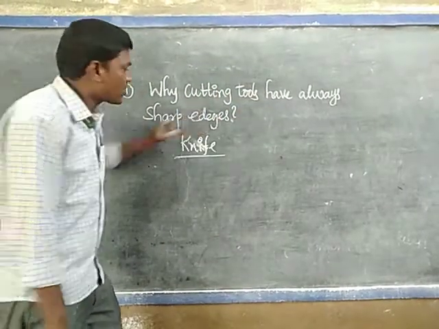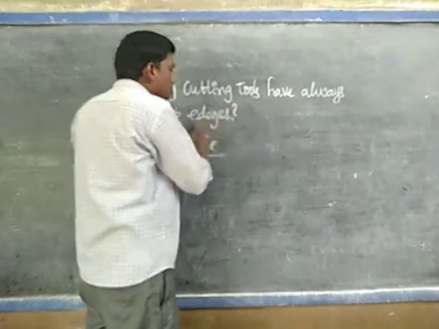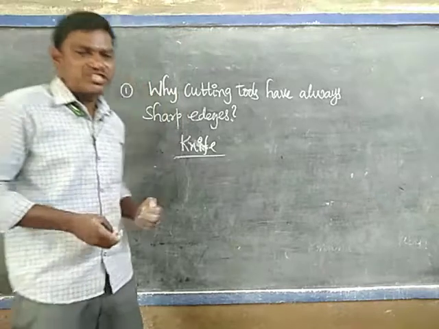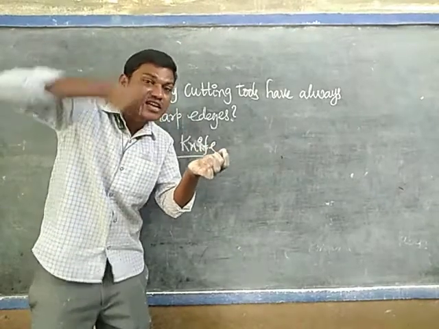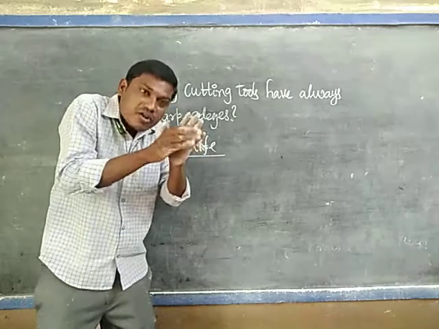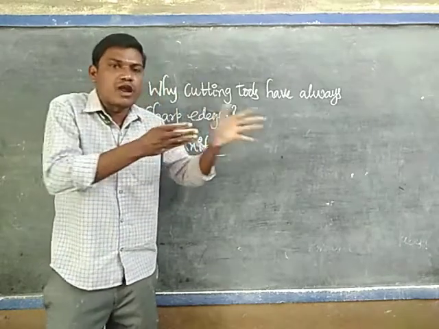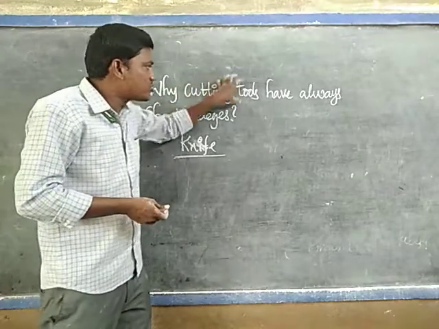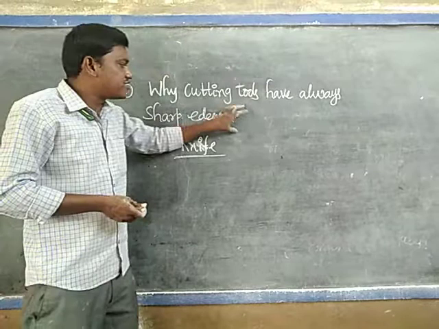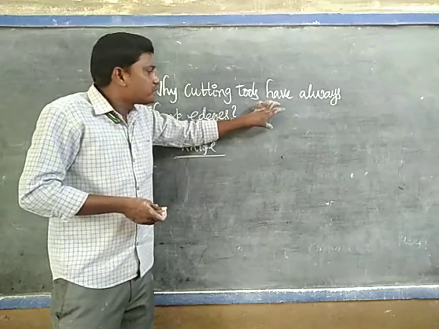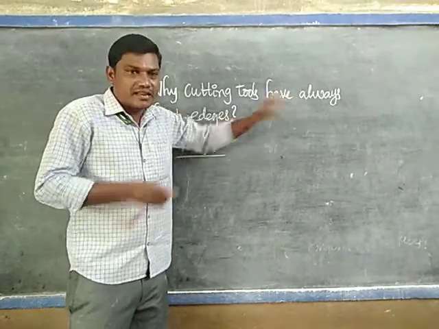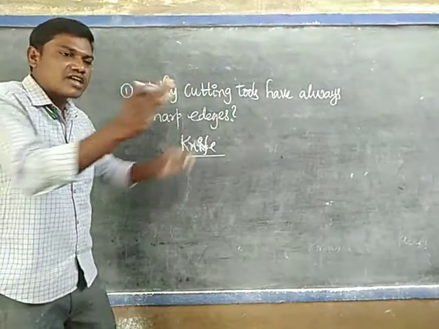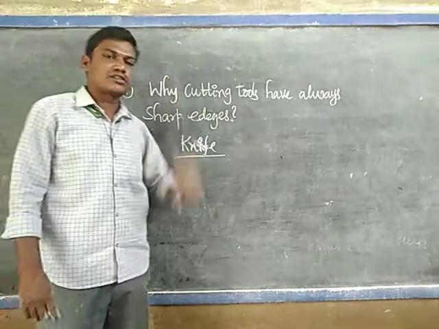What is the reason? The cutting tools always have sharp edges in order to increase the pressure by applying only a little bit of force. It means we put only a little effort for cutting fruits or vegetables or whatever it may be. So the answer for this question is: cutting tools have always sharp edges to increase the pressure by applying a little force to cut fruits, vegetables or any other thing with the cutting tools. Okay, that is one easier.